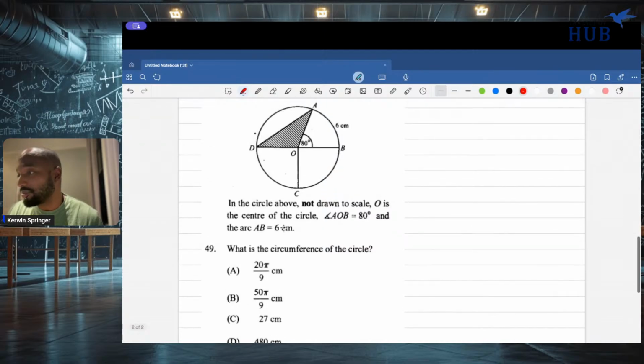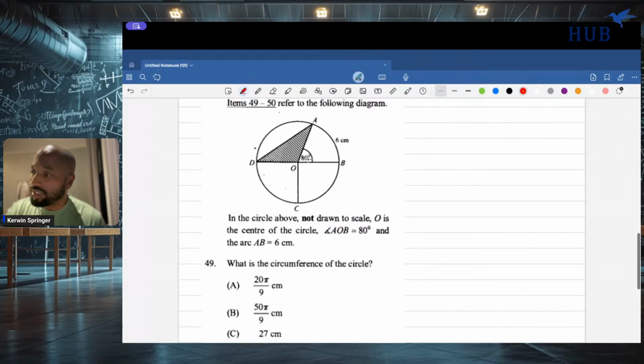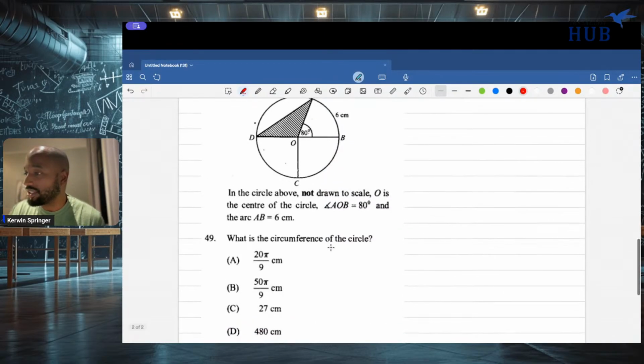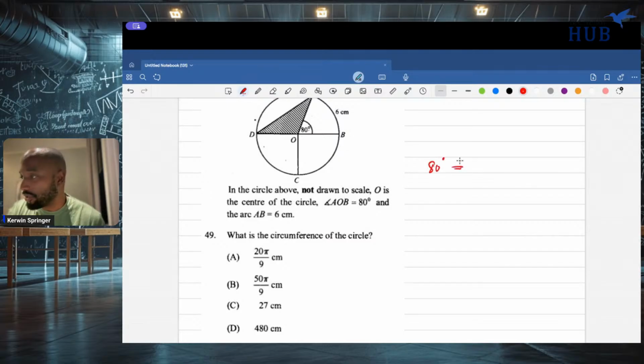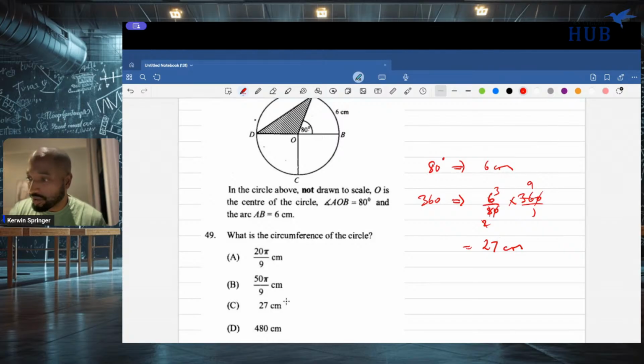I have a couple questions based off of this. Well, if this is 80 degrees, what is the circumference of the circle? 80 degrees represents 6 cm. So 360 degrees will represent 6 over 80. Find for 1 and then you multiply by 360. So cross: 4 into this 2, 4 into this 9, 2 into this 3 by 9 is 27 centimeters. C is the answer.